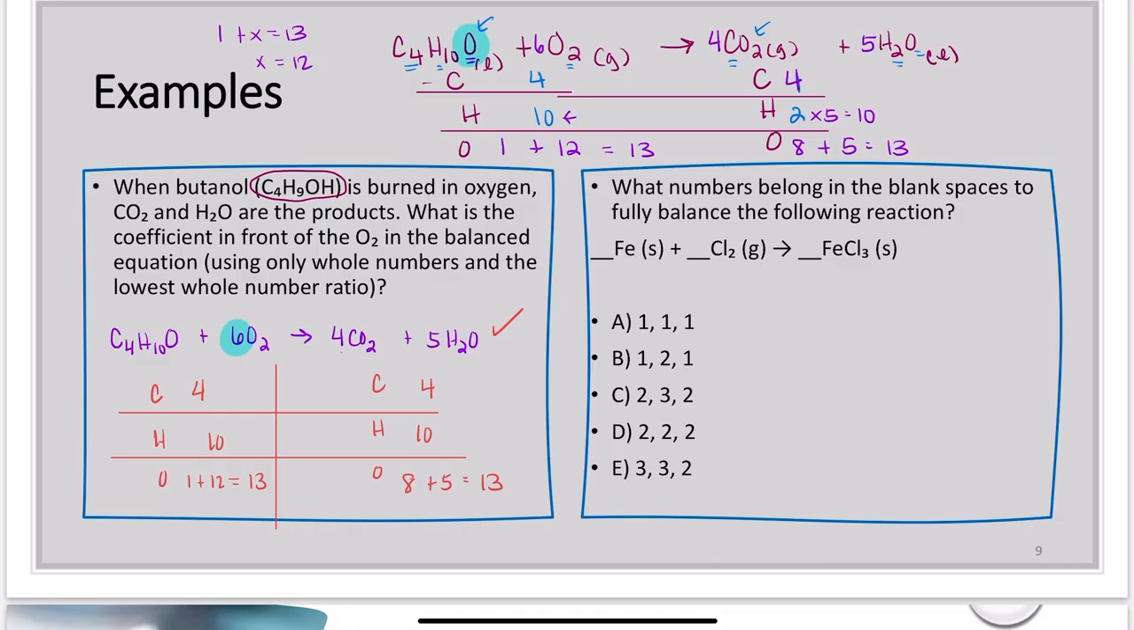Okay, what numbers belong in the blank spaces to fully balance the following reaction? I've got iron reacting with chlorine gas to form iron 3 chloride. I've got 1 iron and 1 iron. That's helpful. My chlorines aren't going to be helpful here, though. They're going to throw off that iron. Notice the 2 here and the 3 here. I've got to find my lowest common multiple. The only way to balance that is to put a 2 there and a 3 there. That gives me 6 chlorines on either side. But notice that threw off my irons. Now I'm going to have to put a 2 here for the iron. So it's going to be 2, 3, 2 for my answer.